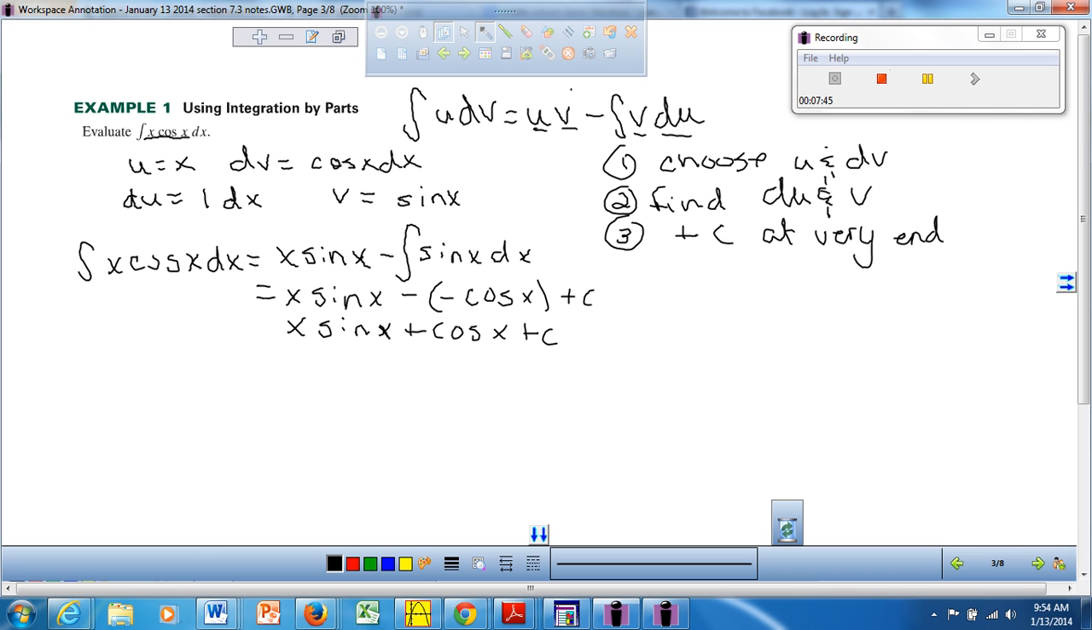But life is easier with the tabular form, which is we'll do the exact same problem now using the tabular form. So just further down on this page, we'll do tabular form now, and the only difference is the way that we organize our information. We're still doing the exact same process, but it's cleaner. So tabular form. The integral of x cosine x dx. All right, we make two columns. We make a u column and a dv column.